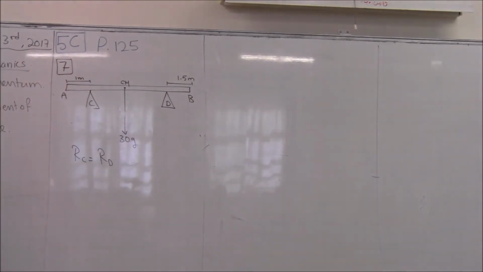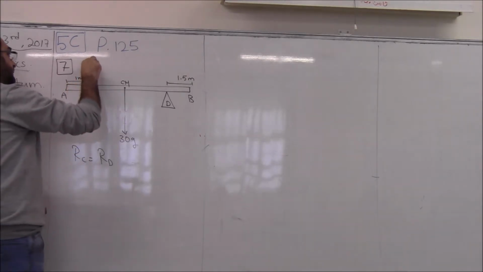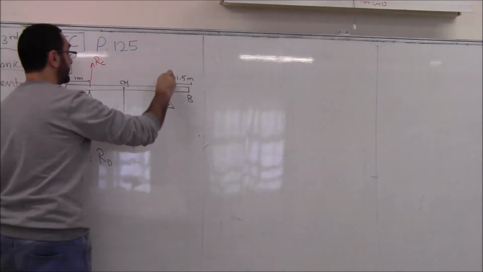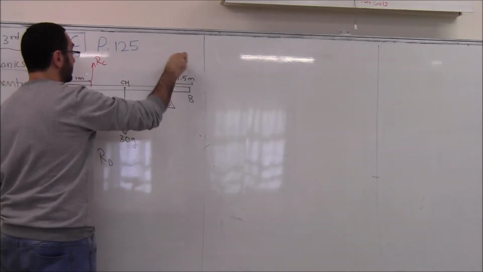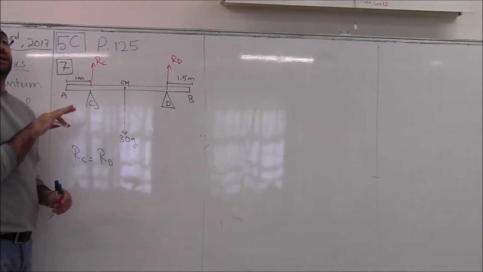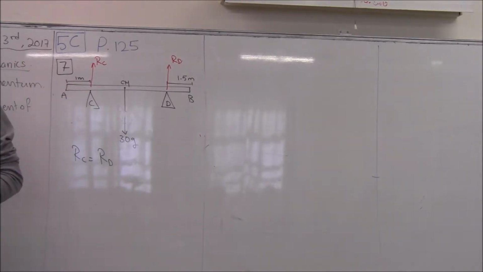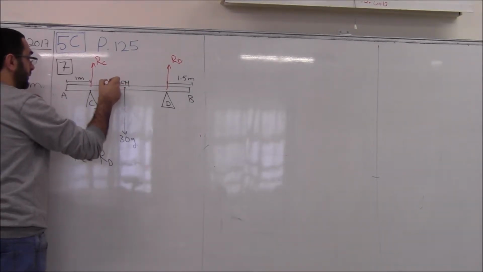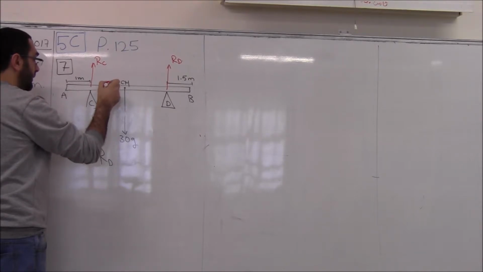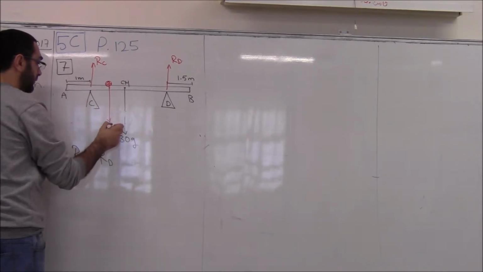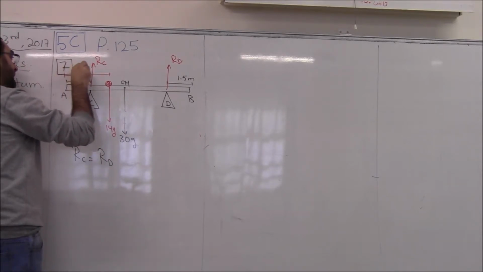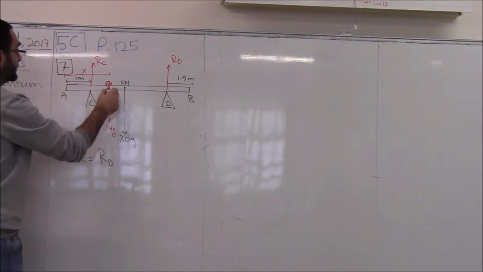Okay. Now, what are the forces? I have RC from the support C. I have RD from the support what? D. There is a particle placed somewhere. Pay attention, please. Placed somewhere, I don't know where. Let's say I may place it here. This is E. 14 kg has weight what? 14g. I will assume this distance from A is what? X. This is what we are asking.